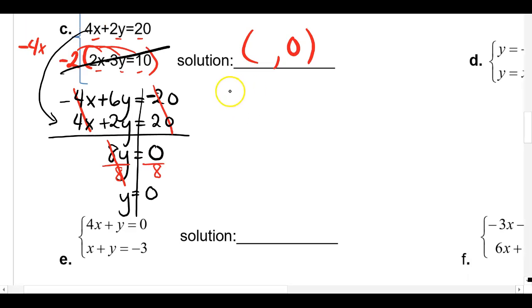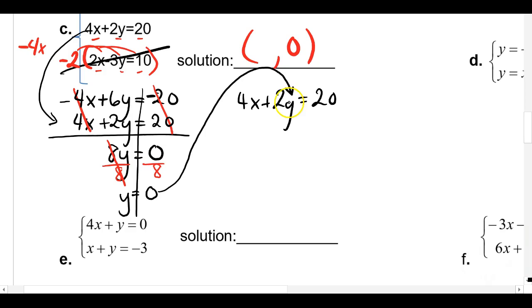And then let's pick an equation, and I'll pick the top one because it doesn't have any negatives. And then let's go ahead and plug in that 0 wherever there's a y, because 0 is equal to y, so plug it in for y. So now we have 4x plus 2 parentheses times 0 equals 20. Okay, so now the 4x doesn't change in this step. Now we have 2 times 0. Well, that's just equal to 0.